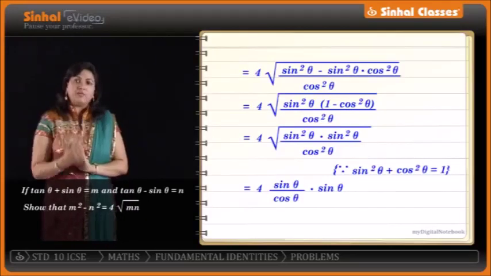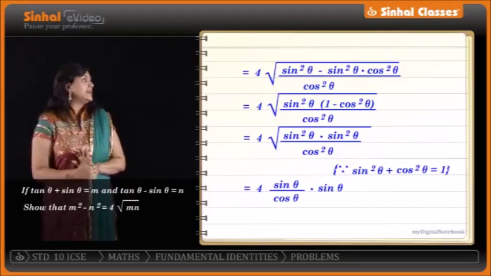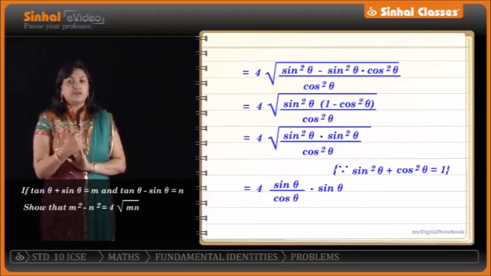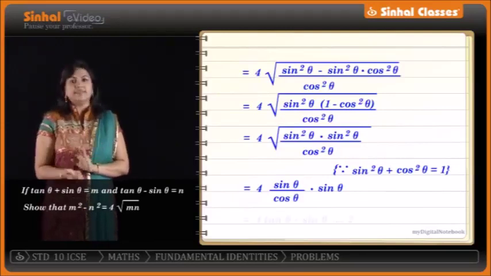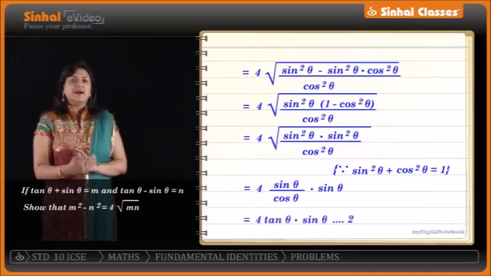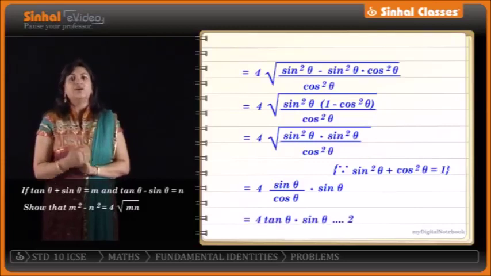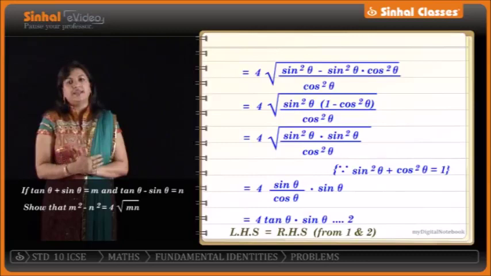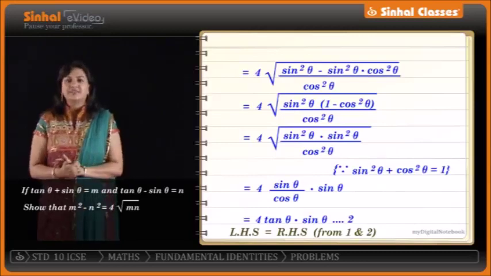Now sin theta upon cos theta is tan theta and sin theta as it is. So the RHS becomes 4 tan theta sin theta. But LHS was 4 tan theta sin theta, which is the same as RHS. So we have proved LHS equal to RHS.